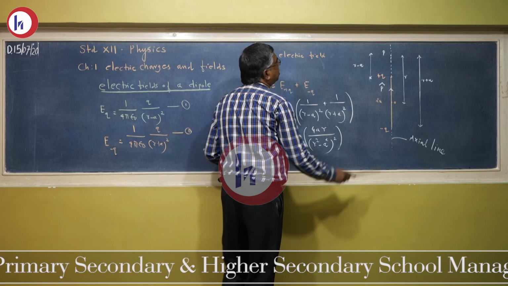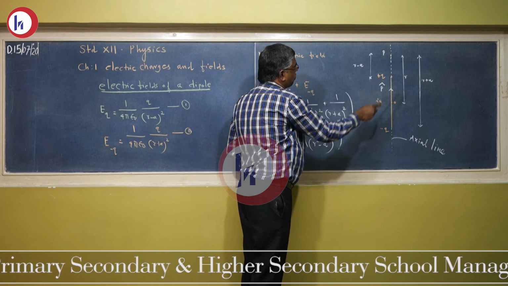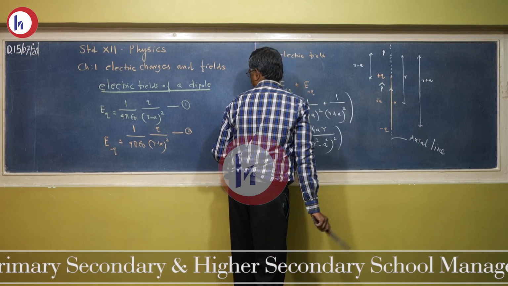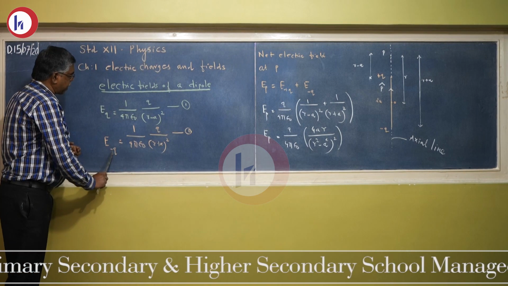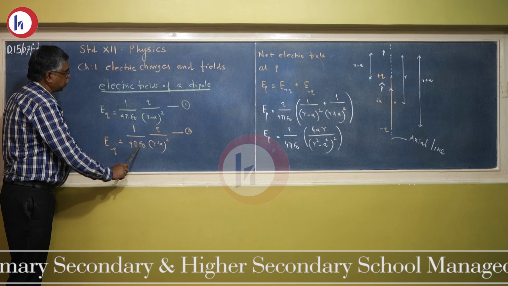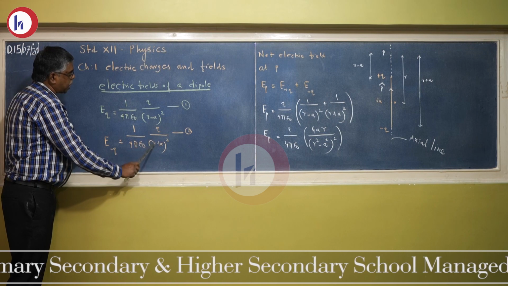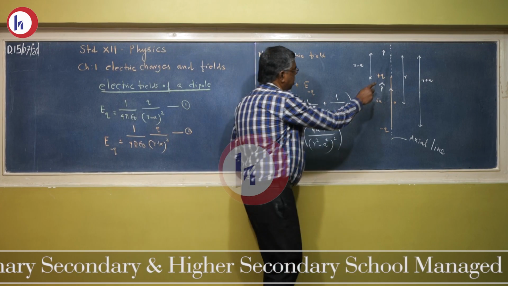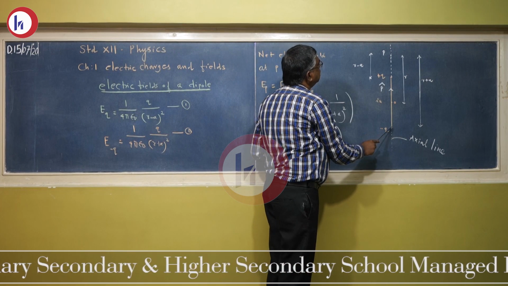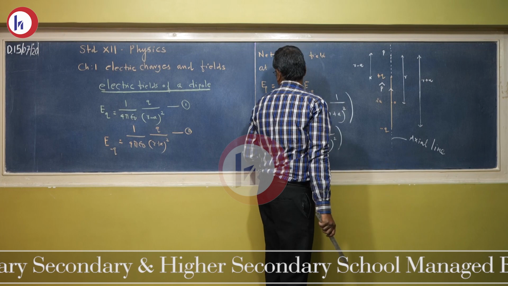Next, the electric field at point P due to the negative charge is given by E minus q equal to 1 upon 4 pi epsilon 0 into q upon (r plus a) whole square, where the distance of point P from the negative charge is equal to r plus a.